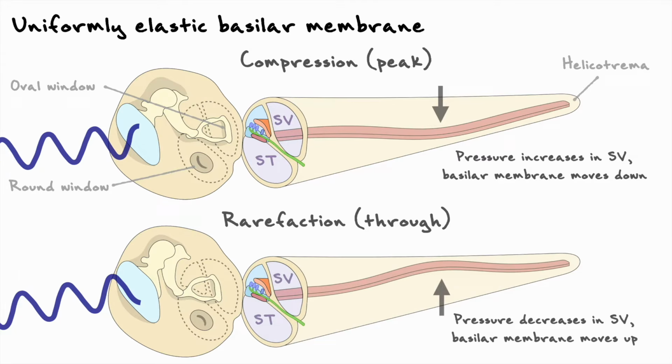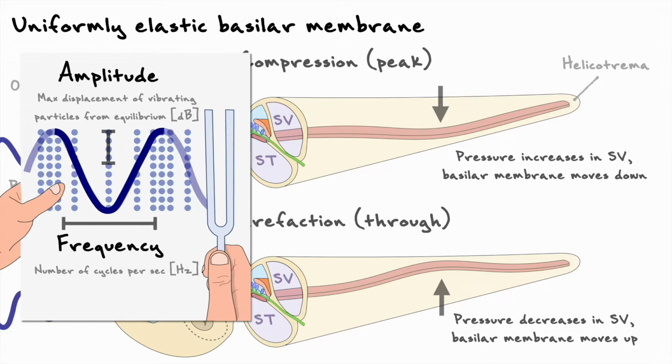An additional layer that we can add to this is the concept of frequency and amplitude. Recall that frequency is defined as the amount of cycles per second, with a cycle being the interval between two peaks, and amplitude is defined as the maximal displacement of vibrating particles from equilibrium. Based on what we said, this means that the frequency of a sound will determine how many times this uniformly elastic basilar membrane goes up and down, and for amplitude, since it directly impacts how much pressure goes in and out of the cochlea, sounds with higher amplitude will generate stronger movements of the membrane.